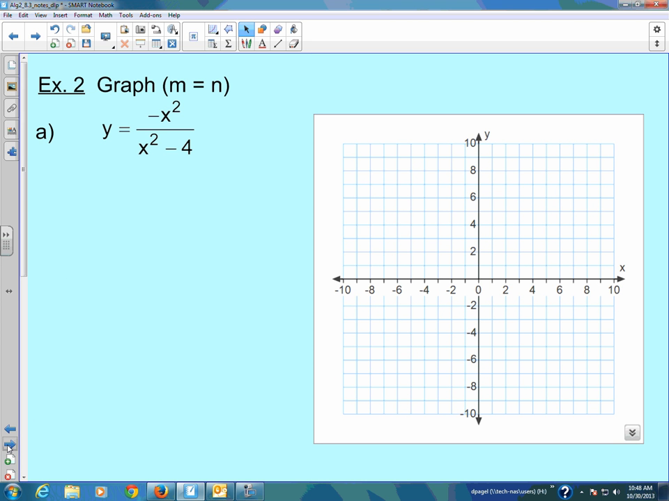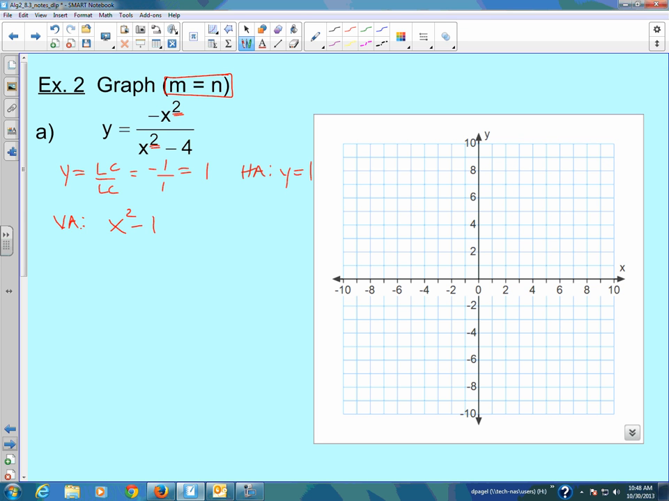Let's move on to a different type. What about when the degrees of the functions are the same? So now we see here we have a second degree function over a second degree function, giving me that situation. And when this happened, we looked at the lead coefficients of each. So y equals lead coefficient over lead coefficient makes negative 1 over 1, or negative 1. And this is my horizontal asymptote for this thing. Y equals negative 1.